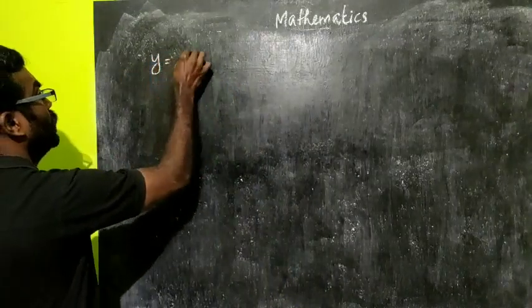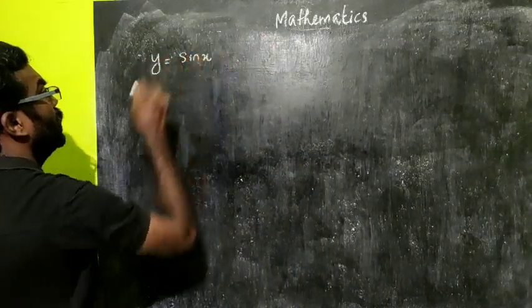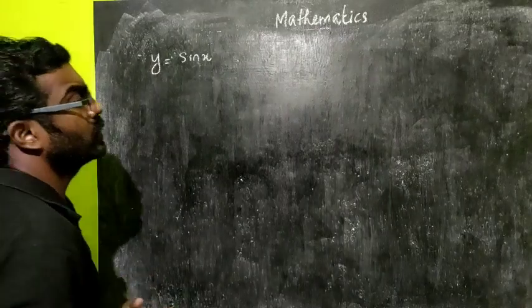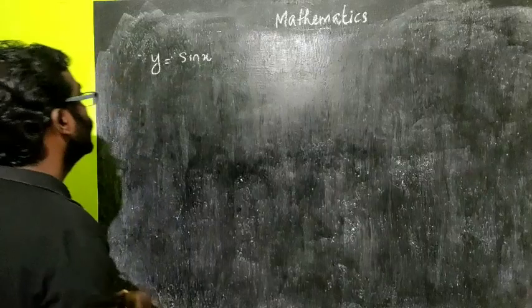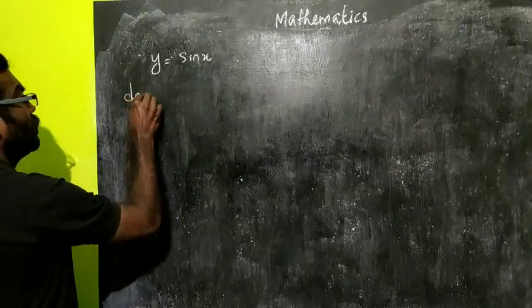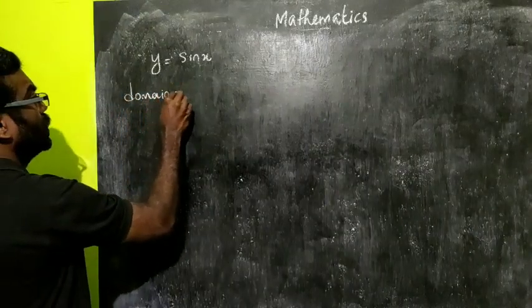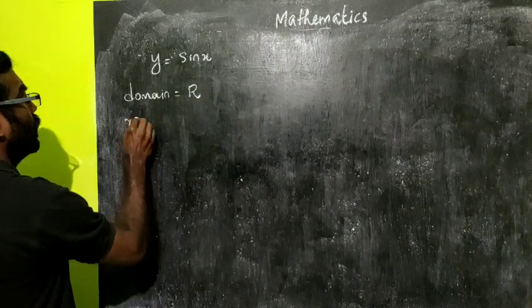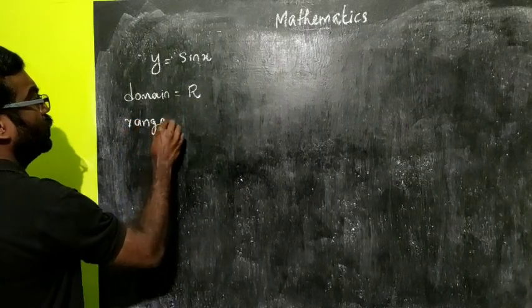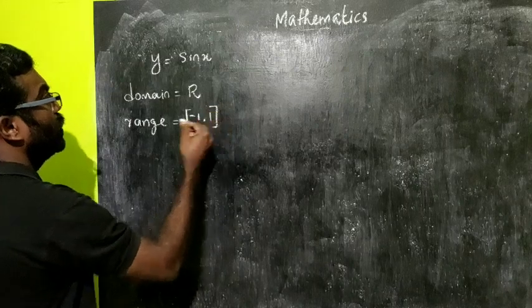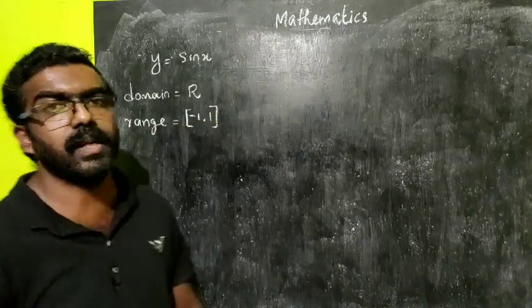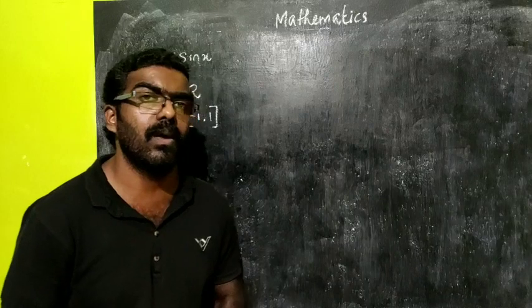Y is equal to sin x. As we know, sin x is defined for all real numbers. Domain of sin x is what? Domain is the set of all real numbers. Domain is equal to R and the range is equal to closed interval minus 1 comma 1. The value of sin x lies between minus 1 and 1.